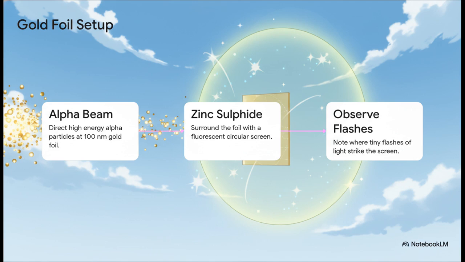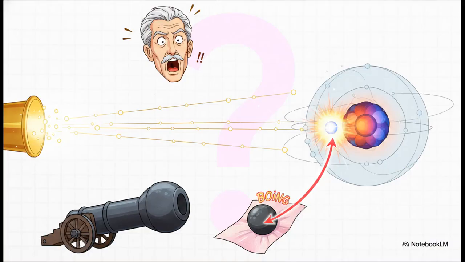Just watch where the tiny flashes of light occur to see exactly where the alpha particles end up after hitting the gold atoms. Because alpha particles are quite heavy and positively charged, Rutherford fully expected them to just blast straight through Thomson's uniform pudding of an atom with almost no deviation whatsoever. Well, the results were completely unexpected. While most alpha particles did pass straight through just as predicted, a small fraction deflected at slight angles, and incredibly, a very few, about 1 in 20,000, bounced nearly 180 degrees right back toward the source.